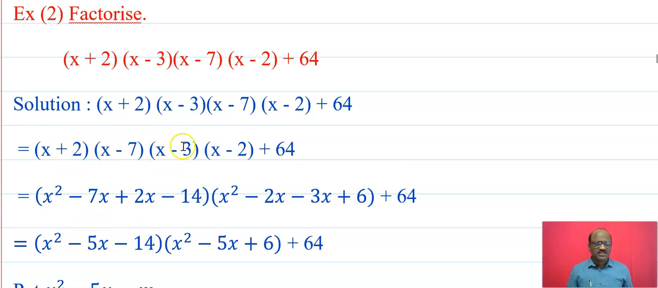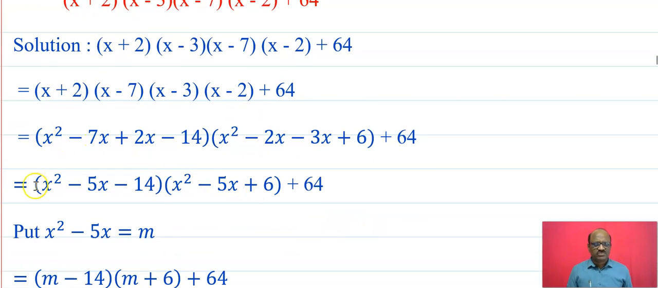What about the second? x minus 3 into x minus 2. Now x plus 2 into x minus 7. Their product is x square minus 7x plus 2x minus 14. What about the next bracket? x minus 3 into x minus 2. What about their product? x square minus 2x minus 3x plus 6 plus 64. Now see this here, x square minus 7x plus 2x, which is minus 5x minus 14. What about the next? x square minus 5x plus 6, bracket complete, plus 64.